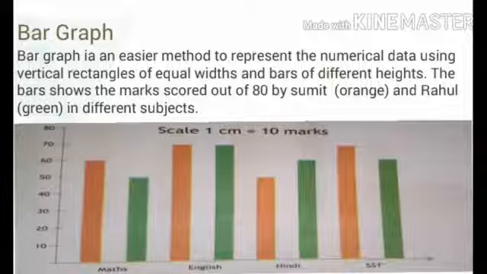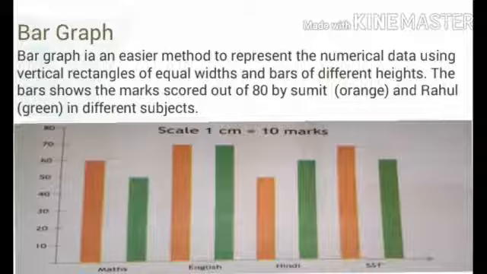Clear? Next, in Hindi, orange is Sumit. Orange, Sumit scored, let us see how much did he score? 50. So Sumit scored 50 and Rahul scored how much? 60. So Sumit scored 50 in Hindi and Rahul scored 60 in Hindi.